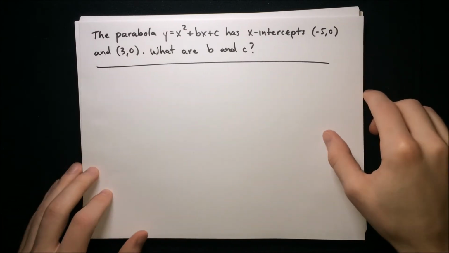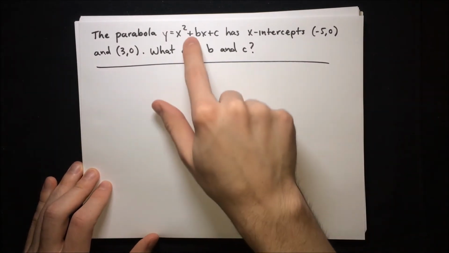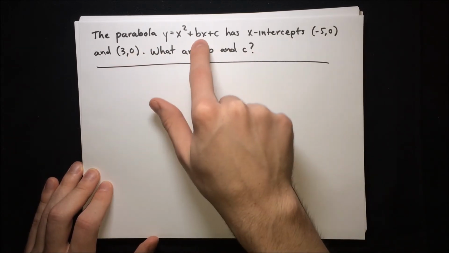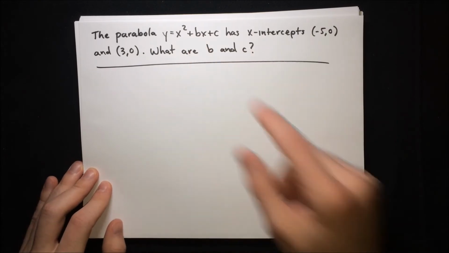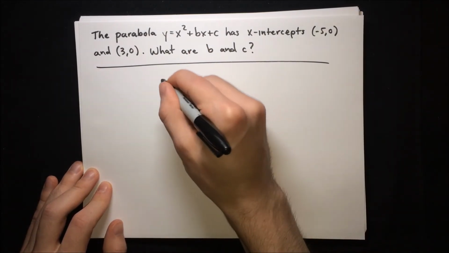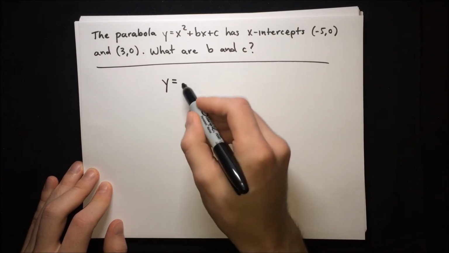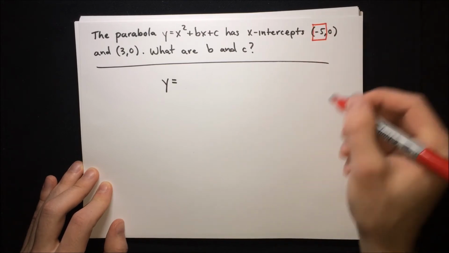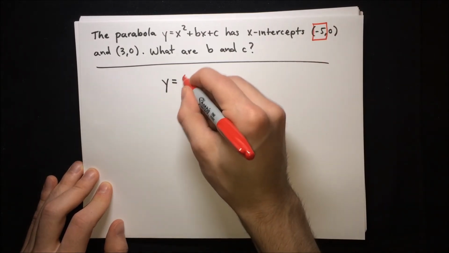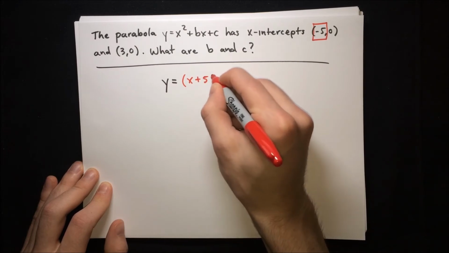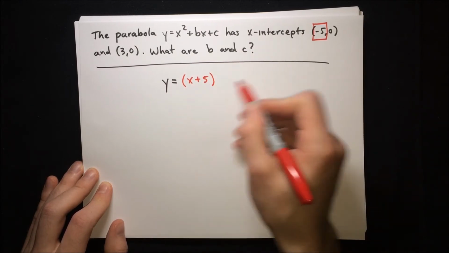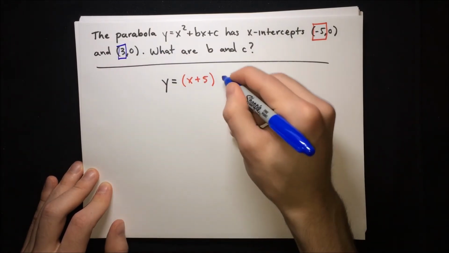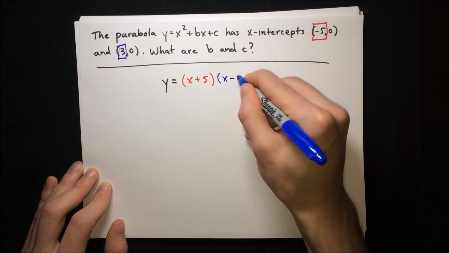Here's a little bit of a different example. So now we've got a parabola, we know its intercepts, and we want to use the intercepts to find the coefficients in the equation for the parabola. So how we do this is we set up y equals, and then we need the factors of the parabola based on the x-intercepts. So this negative 5 as an intercept, that corresponds to a factor of x plus 5, because the solution of x plus 5 equals 0 comes out to negative 5. And then this intercept of 3, 0, that corresponds to a factor of x minus 3.